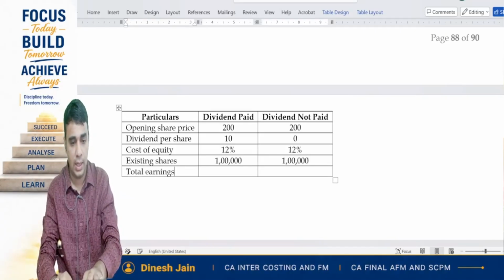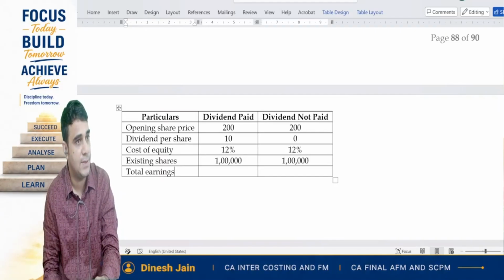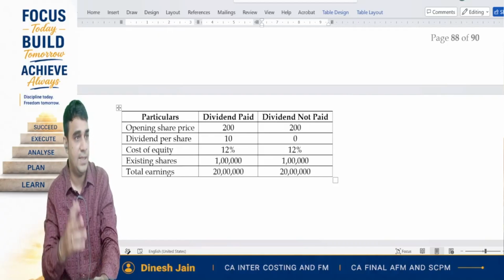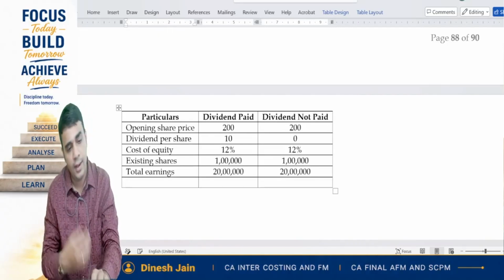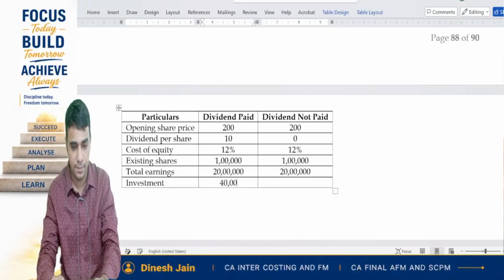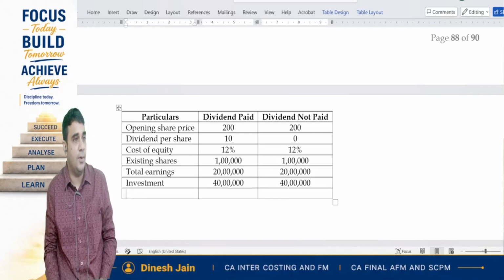Total earnings, earnings means the profit which the company is making. Total earnings is the same number in both scenarios, 20 lakh. I may change the number later if needed. Okay, and I also want to do some investment. Investment is going to be... I can change the numbers later if needed.